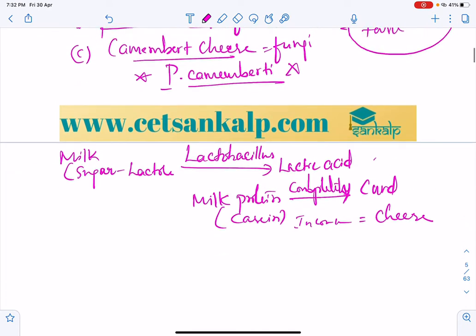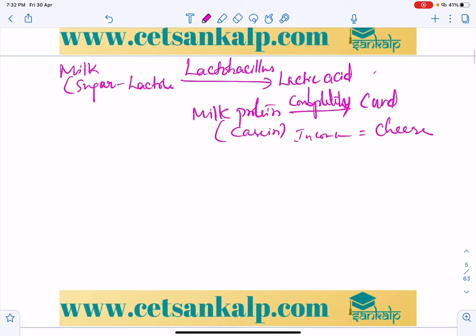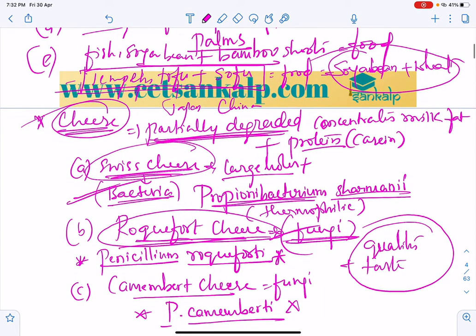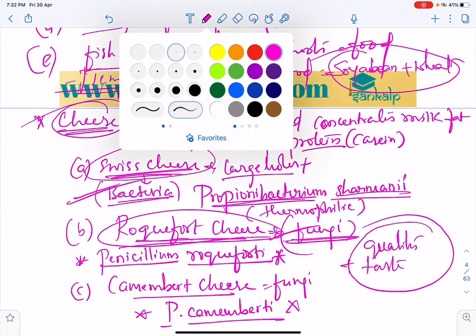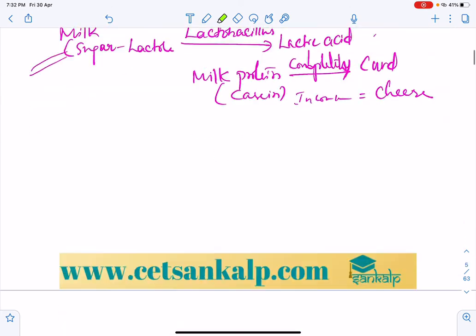But we use different lactic acid bacteria. To obtain yogurt, we use Streptococcus thermophilus or Lactobacillus bulgaricus. So this is what you have to keep in mind. And cheese is a partially degraded concentrate of milk fat and protein. Here I have mentioned partially degraded, which is very, very important.